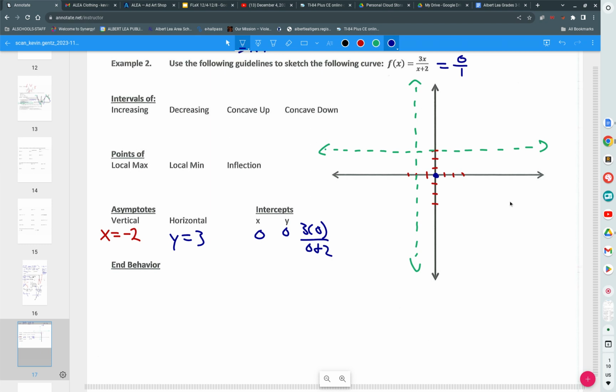Does anybody have an idea what this shape looks like already? You probably do. We're still going to use the calculus to confirm it. It's not too bad, but let's find our first and second derivatives. So you maybe already have an idea what this looks like. Let's use our calculus to confirm it.